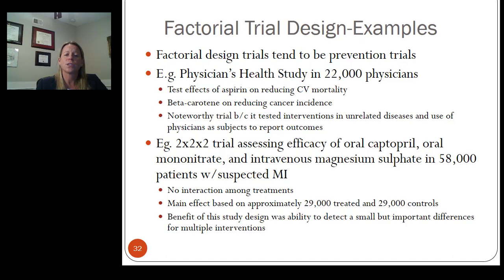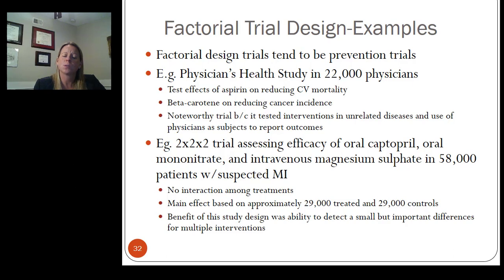There was a large Physicians' Health Study of over 22,000 physicians to test the effect of aspirin on reducing cardiovascular mortality, and the use of beta-carotene on reducing cancer incidence. And this was a noteworthy trial because it tested interventions for unrelated diseases and used physicians as subjects to report the outcomes.